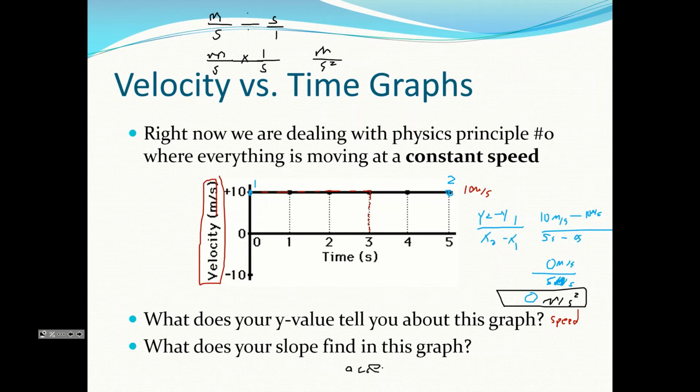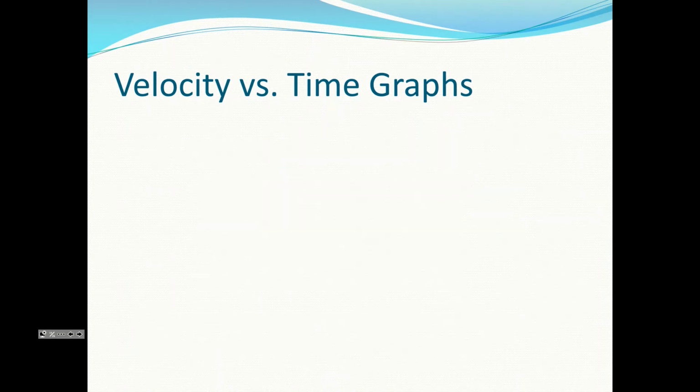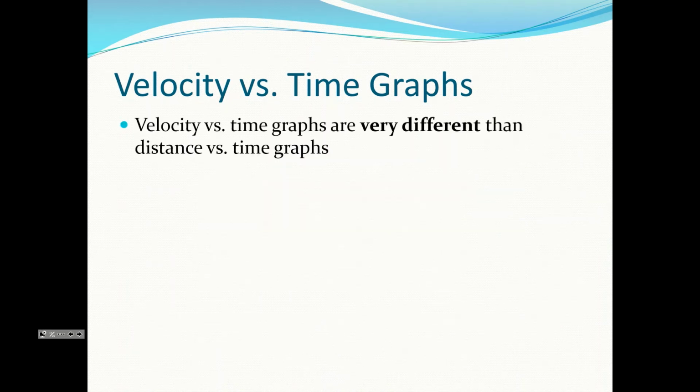And right now we are not accelerating. So it makes sense that our acceleration is 0. So a flat line doesn't mean that we're stopped. It means that we're not accelerating, which is very different than the distance versus time graph. So velocity time graphs are very different than distance versus time graph.